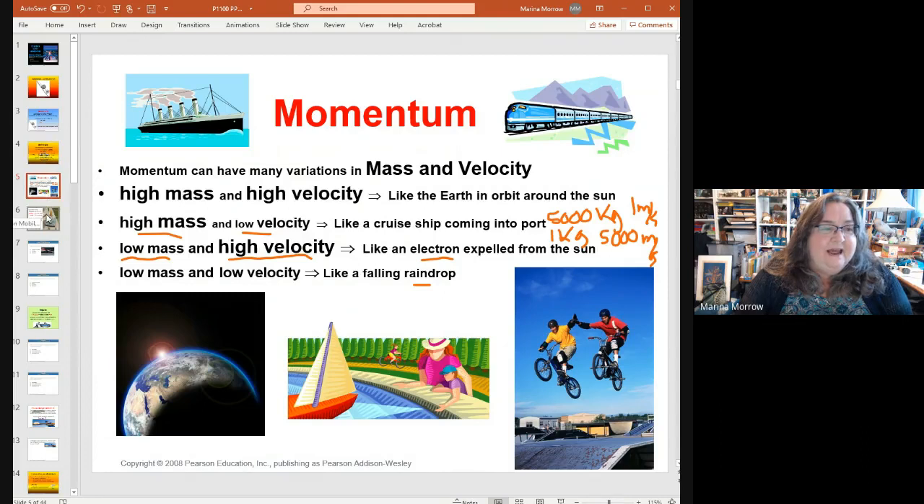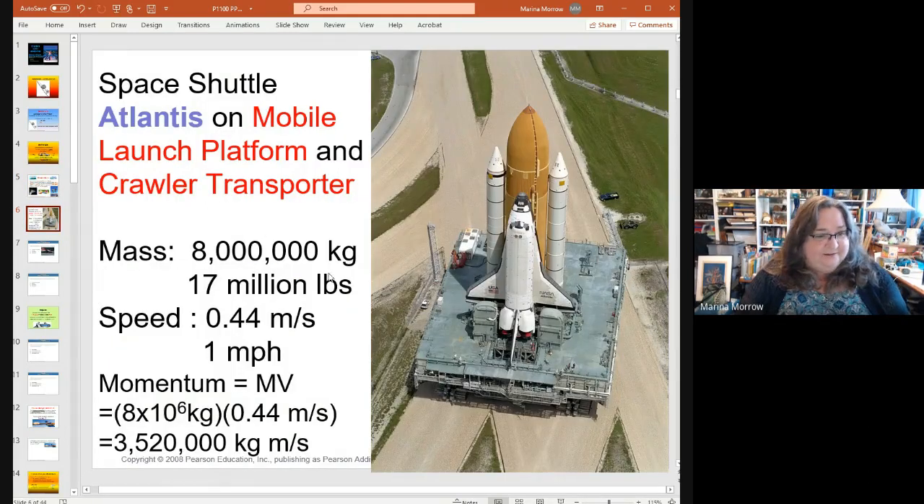All right, and so here is an object that has a large mass, but it moves very slowly. So this is the Space Shuttle Mobile Launch Platform and Crawler Transporter. So these big platforms were used to carry the space shuttles out of the garage, and then they actually launched right on them. And they move very slowly. So they only go about 1 mile per hour, but they are 17 million pounds.